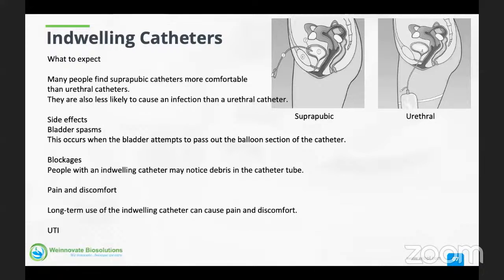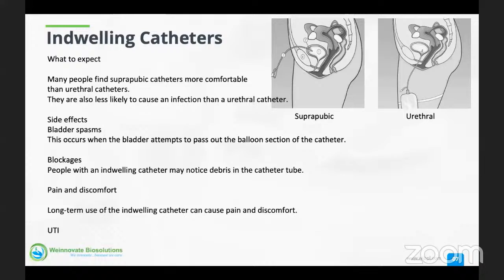A few issues attached to indwelling catheters: one is called bladder spasm, and it is very common. In bladder spasm, your bladder wants to push the balloon section out. There is a sphincter, and the bladder would want to throw the catheter out. This can actually be treated with normal medication. Blockages are also very common. People with an indwelling catheter may notice some debris in the catheter tube. This could be because of salt deposition or blood clots or something that is passed out, which is also one of the symptoms of UTI at a later point of time.